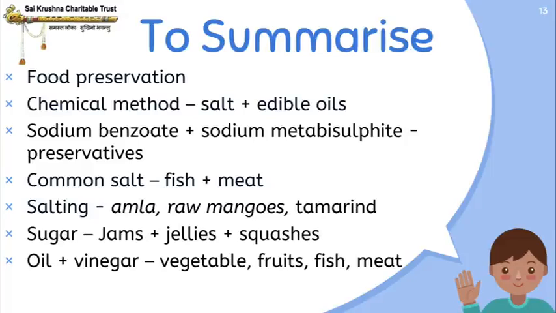Sugar is added in jams, jellies, and squashes to preserve it. The sugar cuts out the moisture which doesn't allow the bacteria to grow. And oil and vinegar is a method of food preservation in which vegetable, fruits, fish, meat, pickles are dipped in oil or vinegar, and this doesn't allow bacteria because bacteria cannot exist in that environment. Hence, the food does not get spoiled.